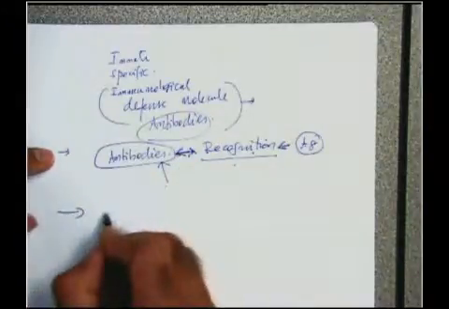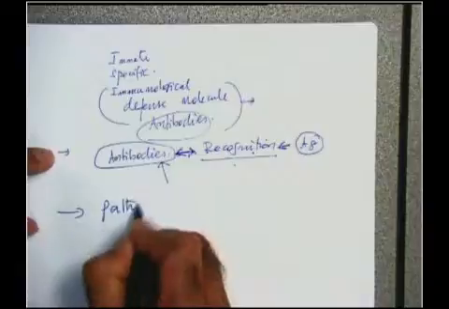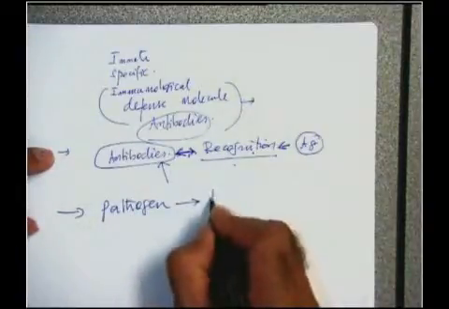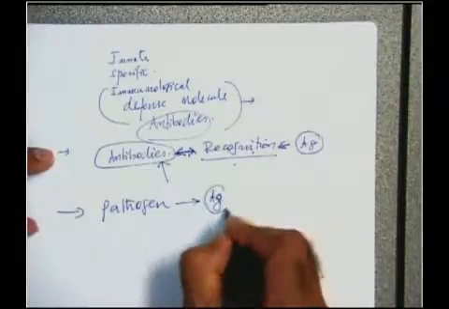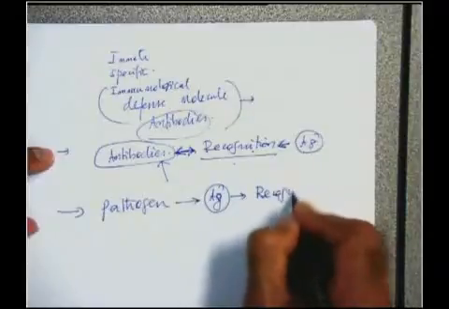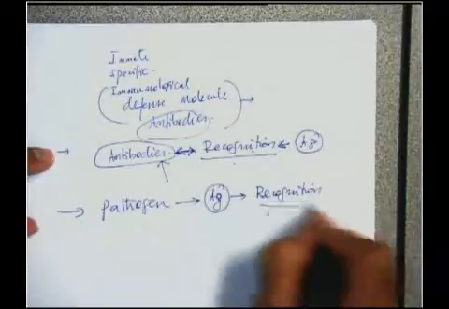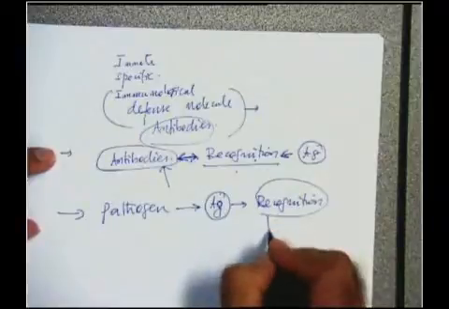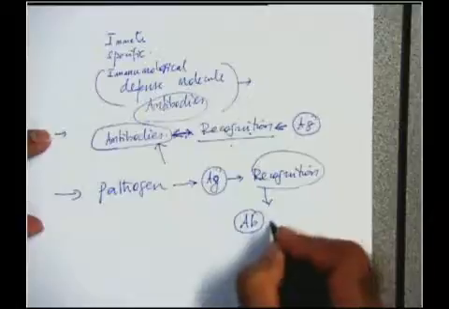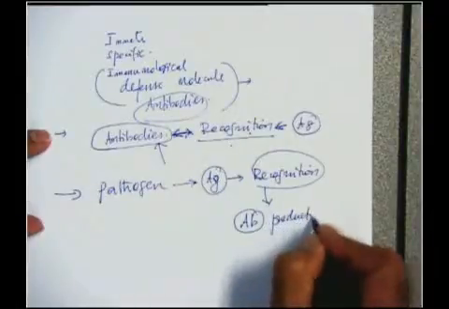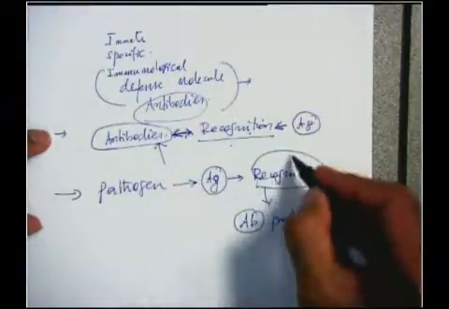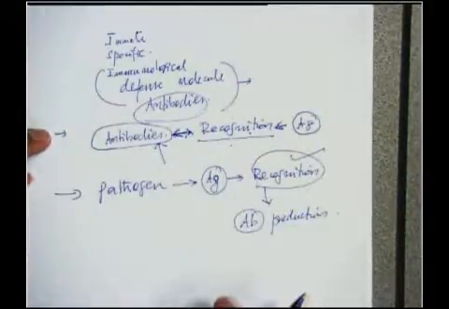I put it in this way. A pathogen or any bacteria leads to production of antigen. Ag is antigen. Then the antigen should be recognized, and this recognition will eventually lead to antibody production. So in this sequence, we are going to study the recognition part. Do you follow that, Paul?